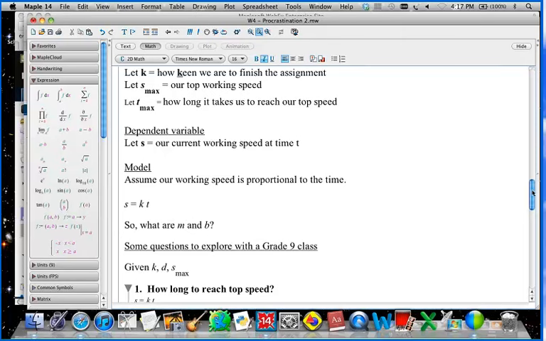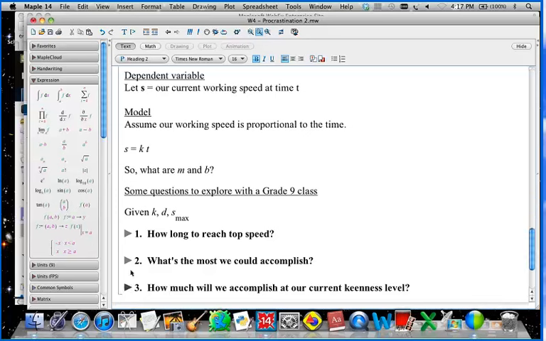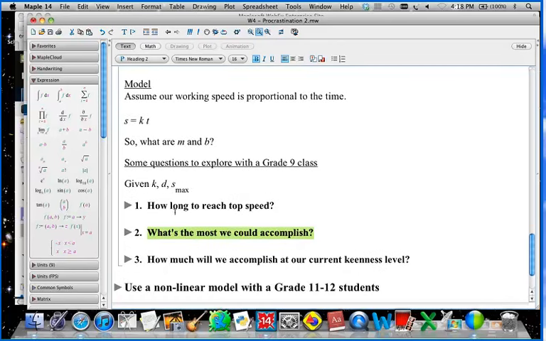So here are some questions we can explore. Question one: how long does it take to reach our top speed, given our keenness, the deadline, and our top speed? Question two: what's the most we could possibly accomplish? And question three: how much will we accomplish at our current keenness level? Let's answer those one at a time.